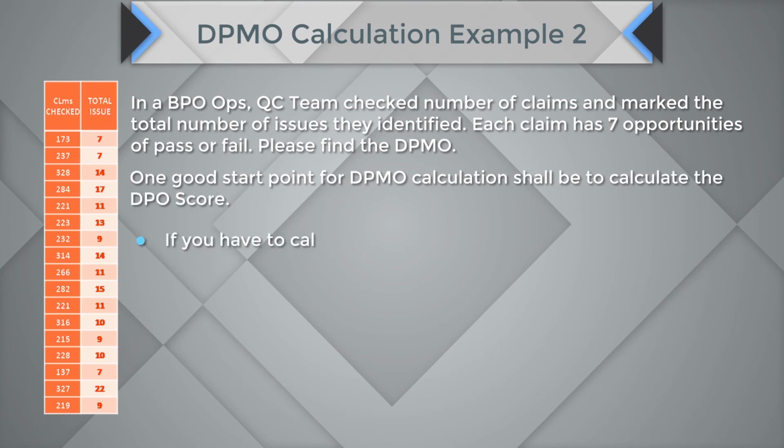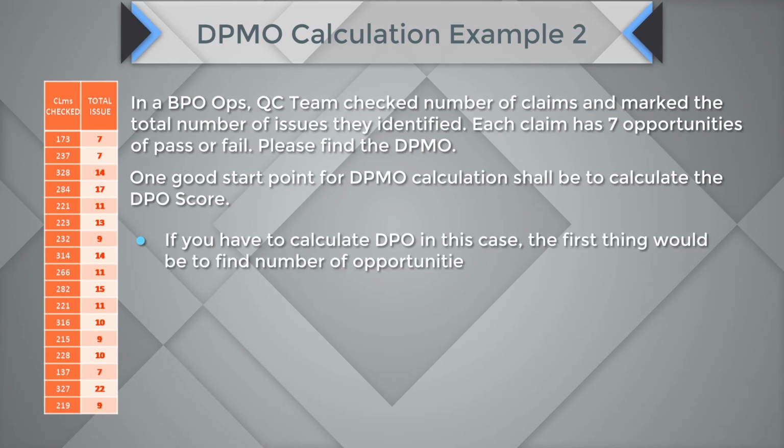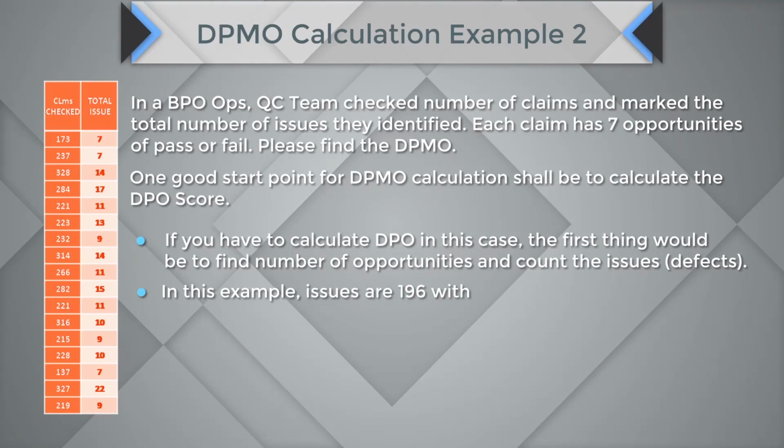If you have to calculate DPO in this case, the first thing would be to find the number of opportunities and then find the count of defects. In this example, the issues that we've identified are 196, and total opportunities, when you add that claims checked column, is 4,223 because each claim has 7 opportunities. So 4223 times 7 is the total number of opportunities, which is 29561.